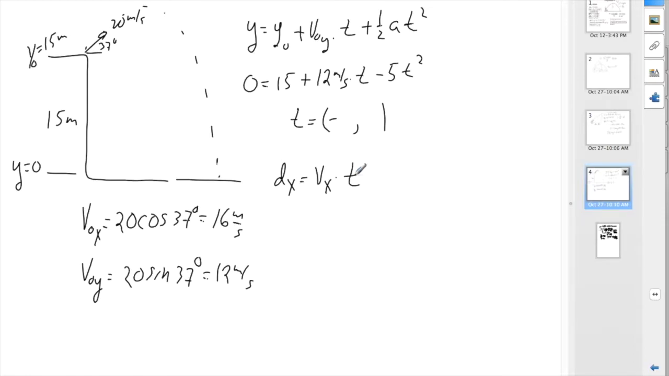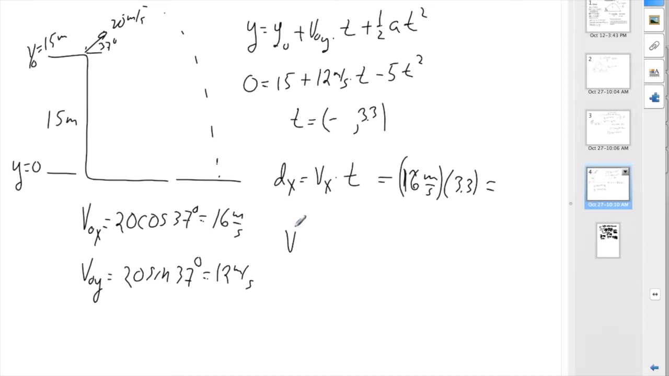I got 3.3. 3.3 time. Yeah, 3.3. And so we can just say 16 meters per second, and 3.3 is the final distance.